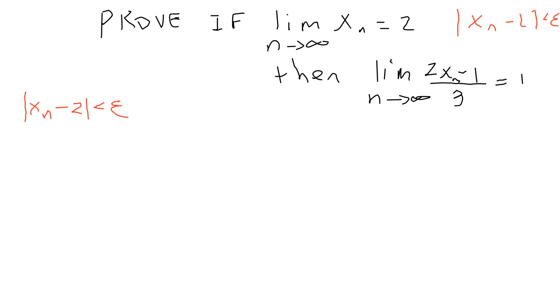Okay, the definition I gave you for convergence. Well, I'm looking at this, saying the limit as n approaches infinity, the limit is 2. I'm just thinking that 2 minus 2 is 0, so epsilon has to be greater than 0.